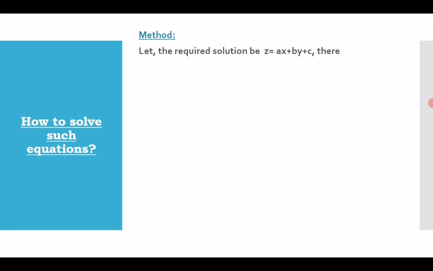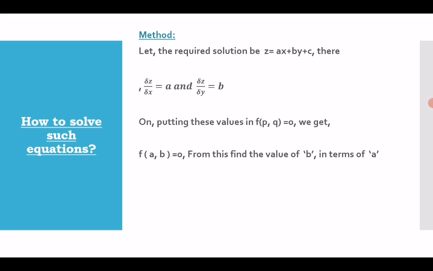Let the required solution be z equals ax plus by plus c. Then del z by del x equals a and del z by del y equals b. On putting these values in f of p comma q equals 0, we get f of a comma b equals 0. From this, we can find the value of b in terms of a and substitute the value of b in z equals ax plus by plus c. This will give the required solution. Let us discuss some problems based on this method.